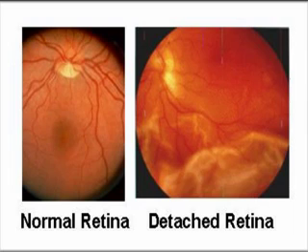In retinal detachment, the sensory layer of the retina pulls away from the pigmented layer, the choroid. The vitreous humor seeps behind the retina. The choroid layer nourishes the retina, and one or more breaks in the neural layer allow vitreous humor to collect between the neural and pigment layers.